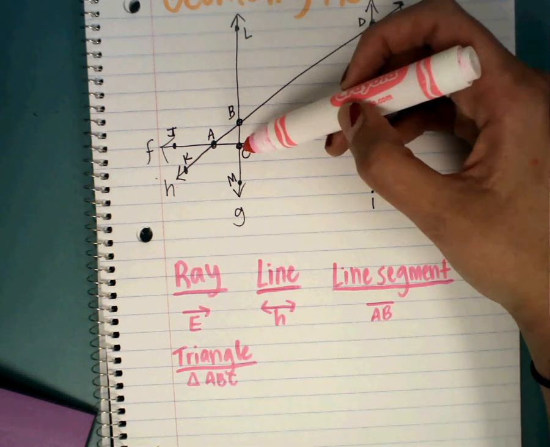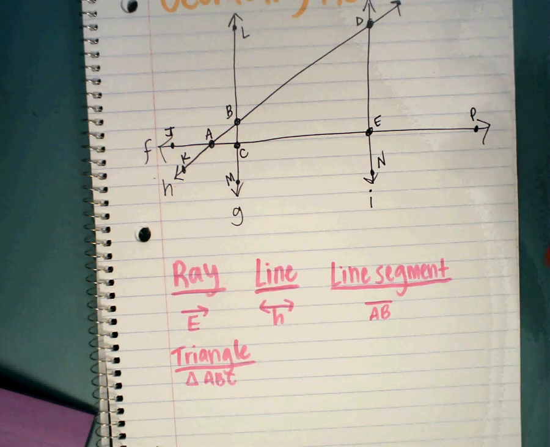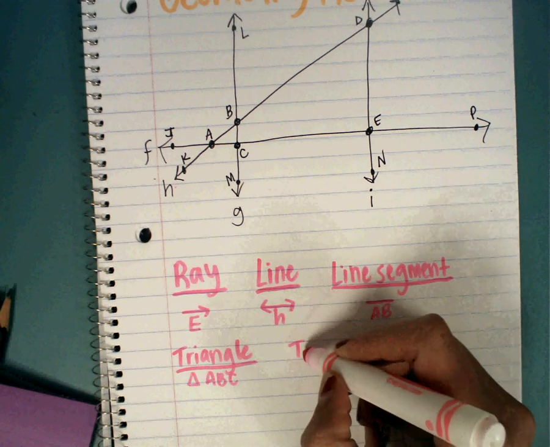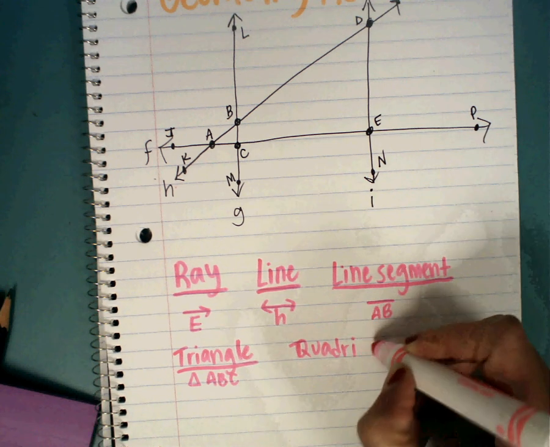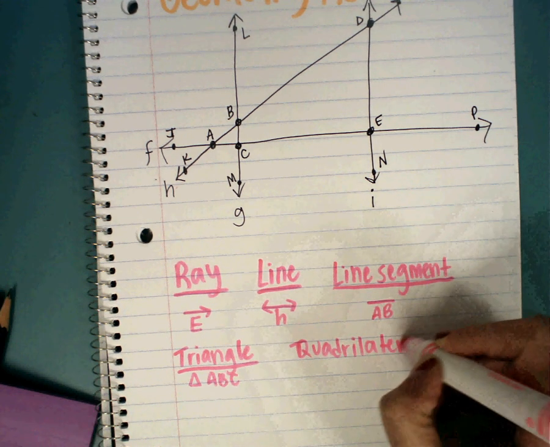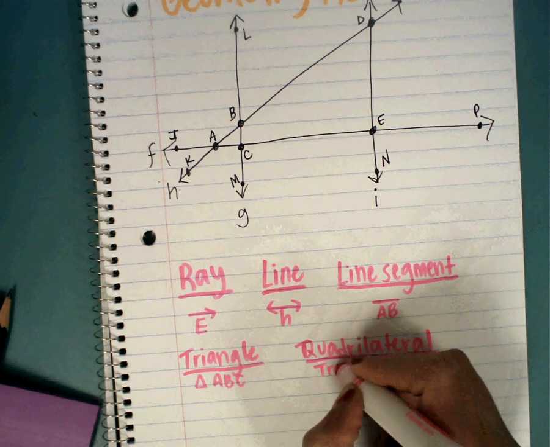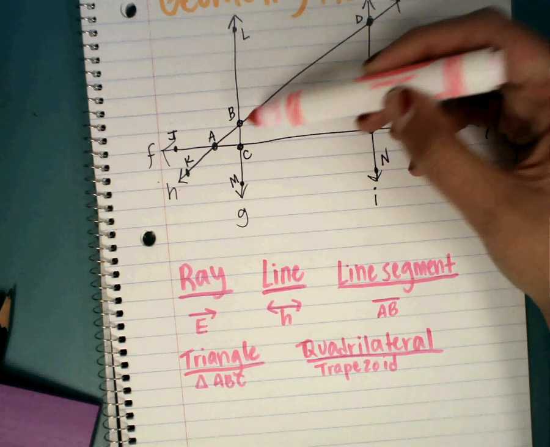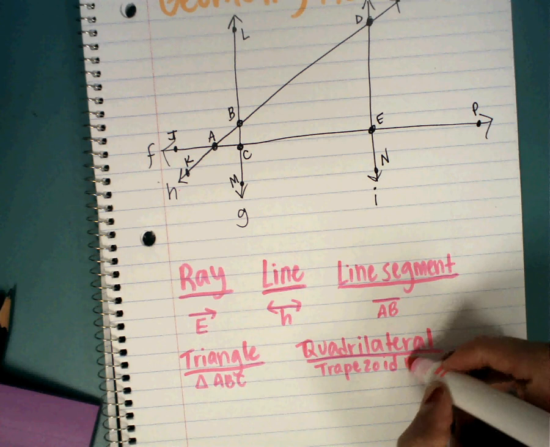Okay? So we can say that we found a quadrilateral, and it is a trapezoid. And let's name it. B, C, E, D. Trapezoid BCED. Just like that. All right, so now we've got our shapes done.